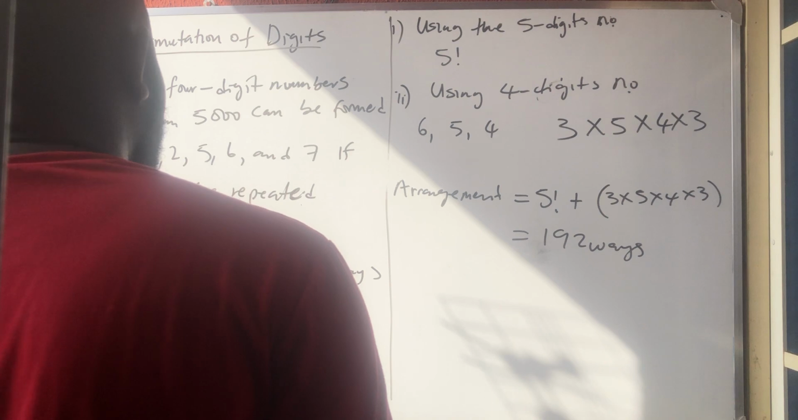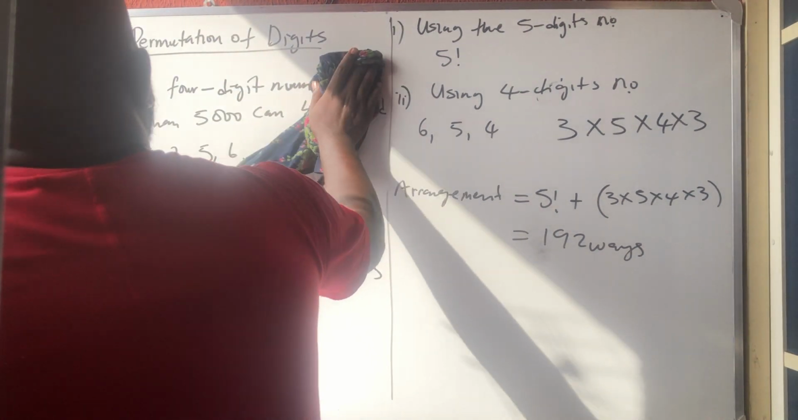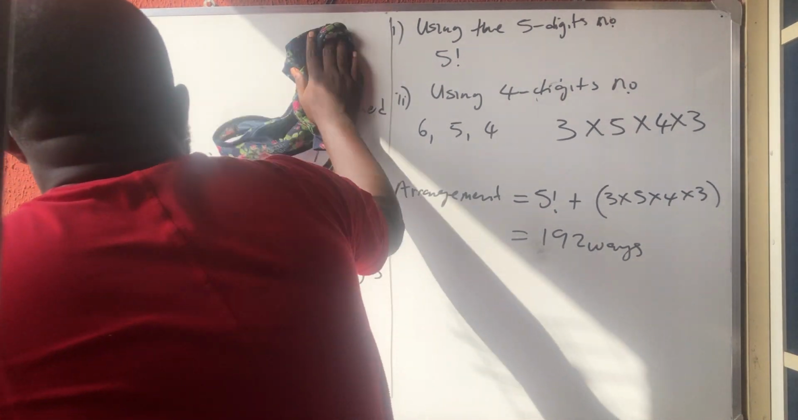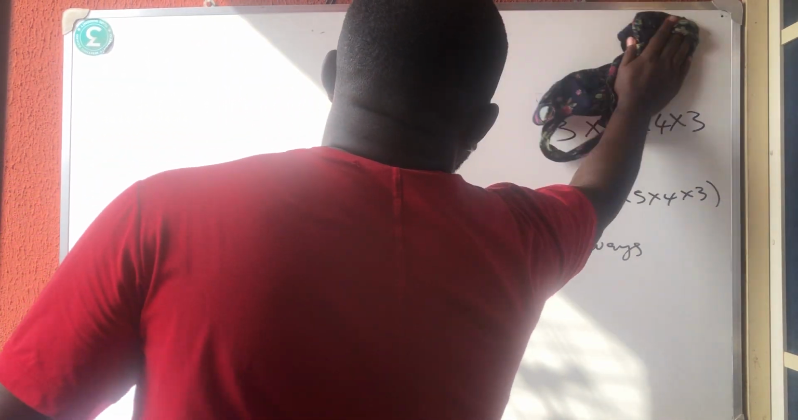Okay, so let's move into permutation of letters. We have talked about permutation of digits. So now let's move into permutation of letters.